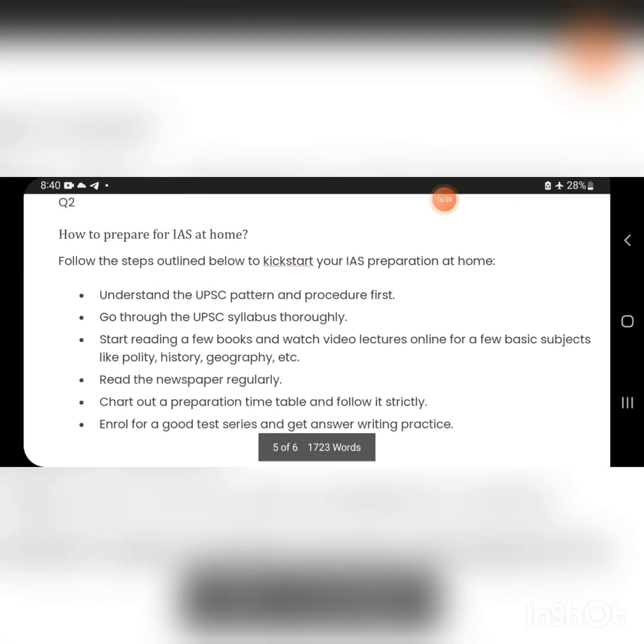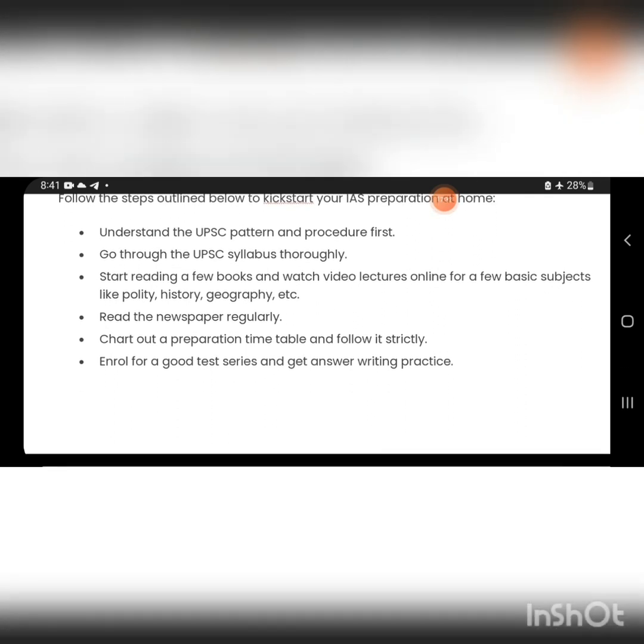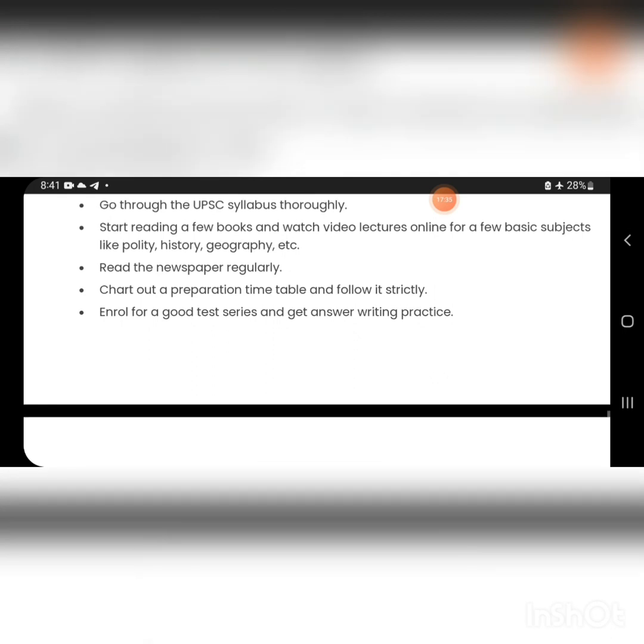Question number two, how to prepare for IAS at home. We have mentioned some steps here that will help you if you are preparing for IAS at home. Understand the UPSC pattern and procedure first. Go through the UPSC syllabus thoroughly. Start reading a few books and watch video lectures online for a few basic subjects like polity, history, geography, etc. Read a newspaper regularly. Chart out a preparation timetable and follow it strictly. Enroll for a good test series and get answer writing practice.